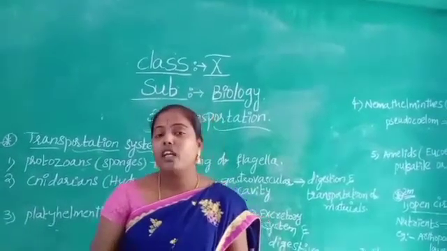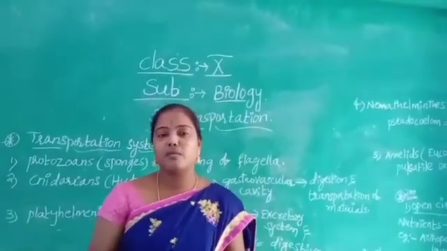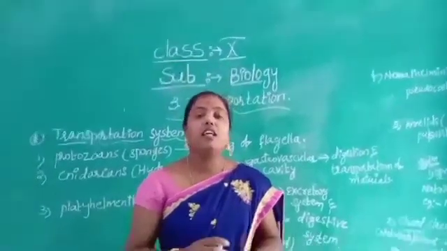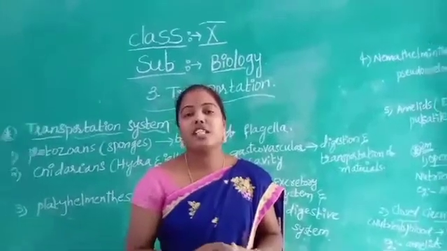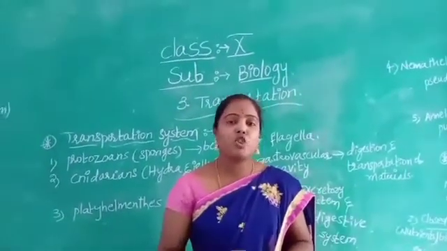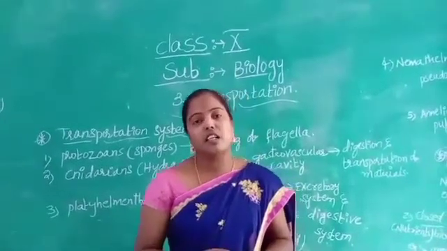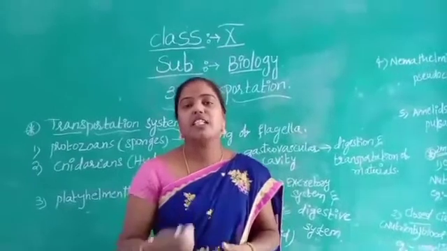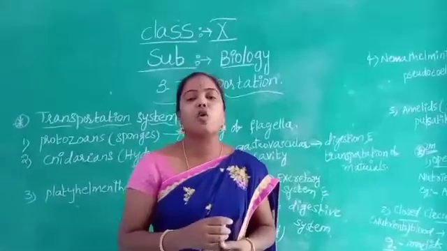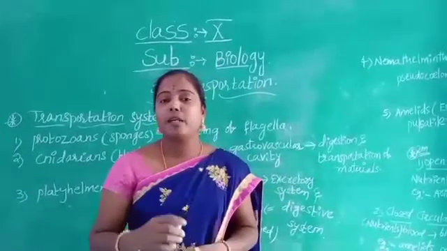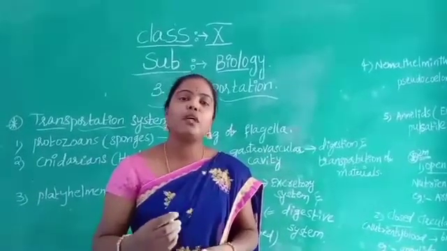Tell me, what are called unicellular organisms? The organisms made up of only a single cell are called unicellular organisms. Examples: amoeba, paramecium, euglena, etc. Which organisms contain more than one cell in their body? Those organisms are called multicellular organisms. Examples: higher plants, animals and human beings.